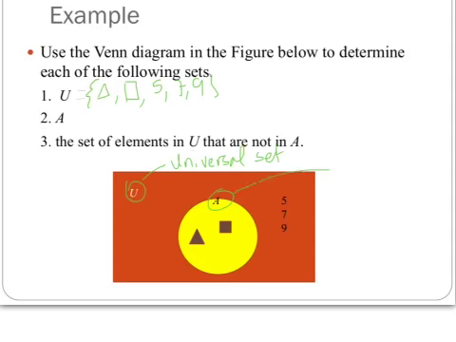Remember that when we describe sets, we have capital letters. So it's just a set, not an element. And then we have set A, which contains 2 shapes, the triangle and square. And then the set of elements not in A, we have the rest: 5, 7, and 9. There you go.